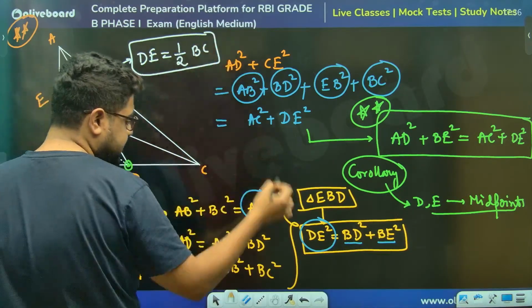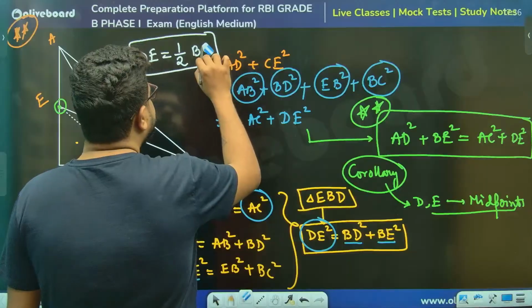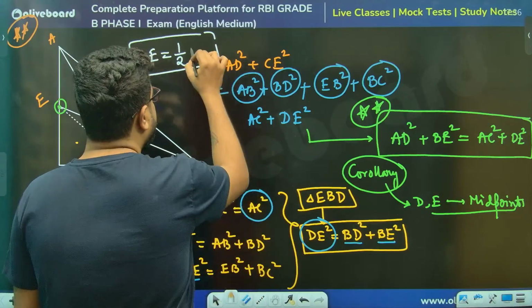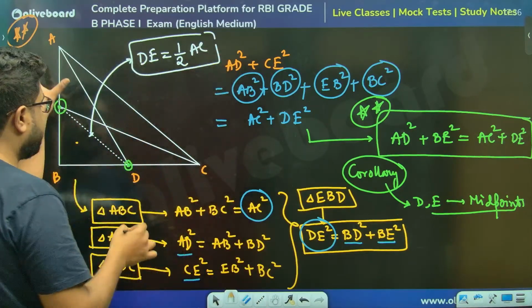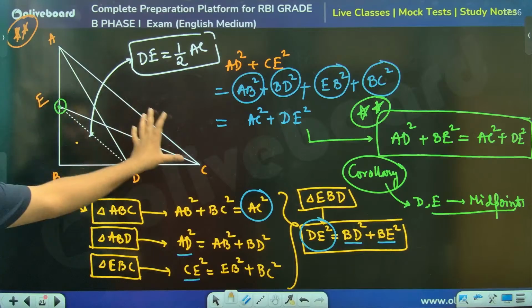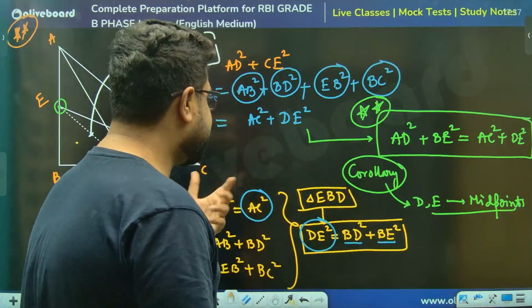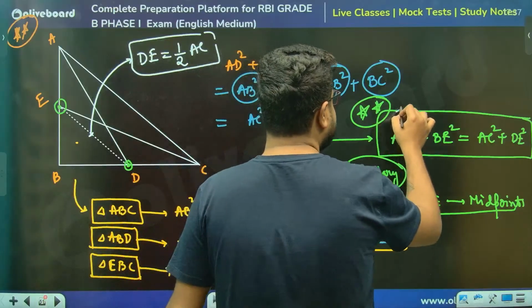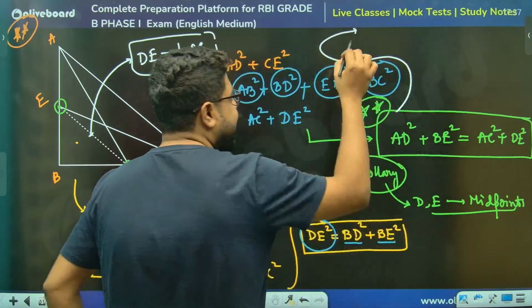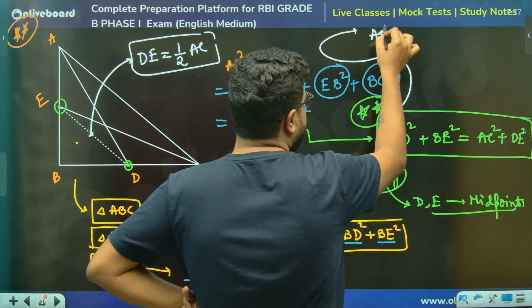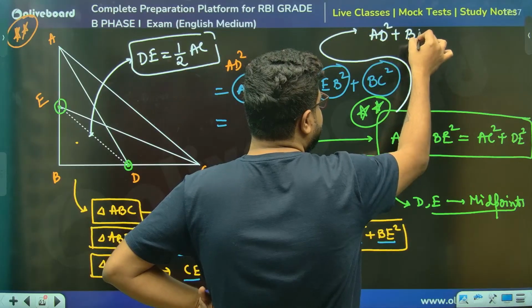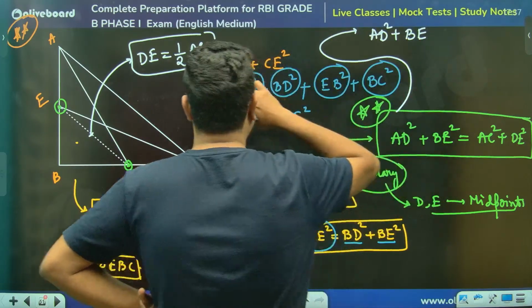Sorry, not BC, but AC. Not BC, but AC, sir. Sorry. This part is half of this part. Midpoint theorem. We all know this. Just put it there, sir. AD square plus BE square.